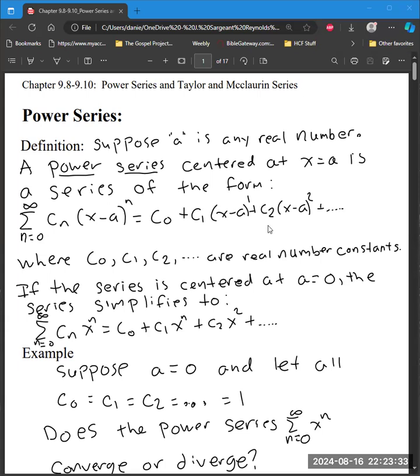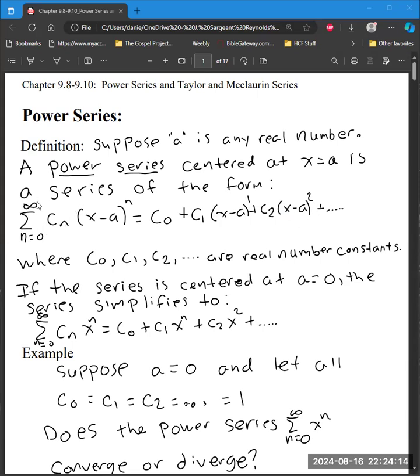So let's start with the definition of a power series. Suppose a is any real number. A power series centered at x equals a is a series of the form summation from n equals 0 to infinity of c sub n times the quantity x minus a to the n, which could be expanded to be equal to c sub 0 plus c1 times the quantity x minus a to the first plus c2 times x minus a to the second, so on and so forth. So that's going to be a polynomial once we expand it, where c0, c1, and c2 are real numbers.